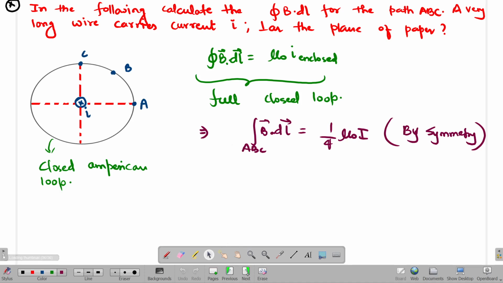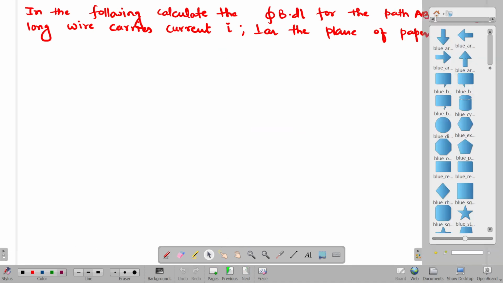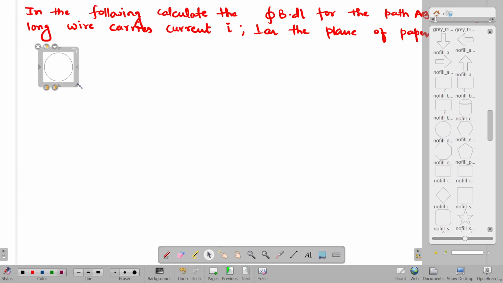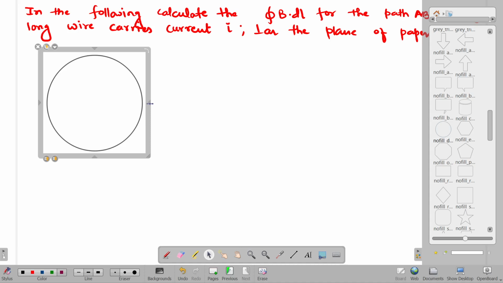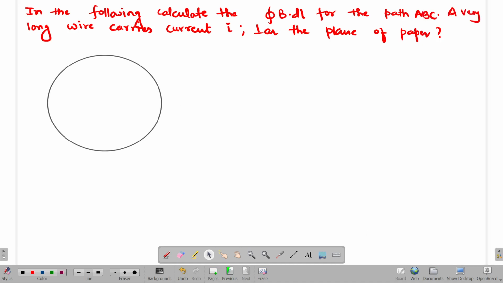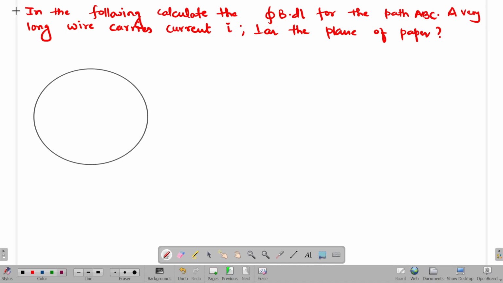Okay, just like the earlier one only, but a little bit of change is there. This time I have the closed loop, but this time the current is passing through one of its edges. Right or not? I'm considering a perpendicular current, but it's passing over here. This over here is my perpendicular current I. Right or not?